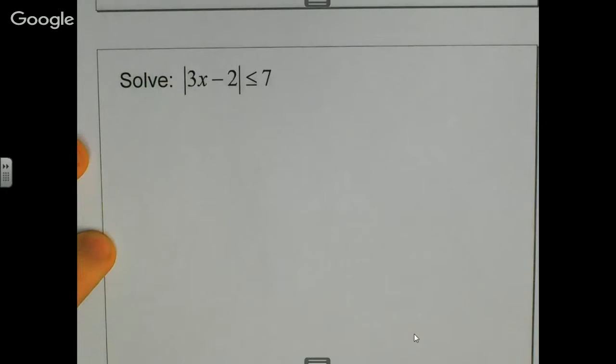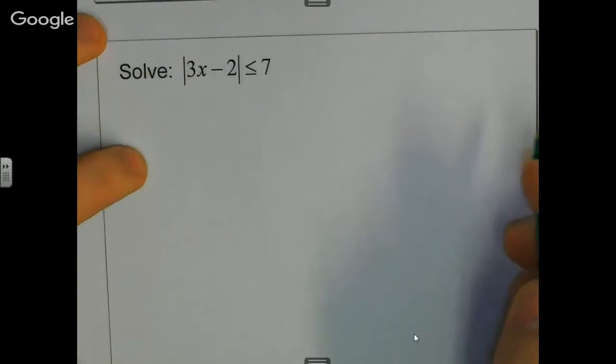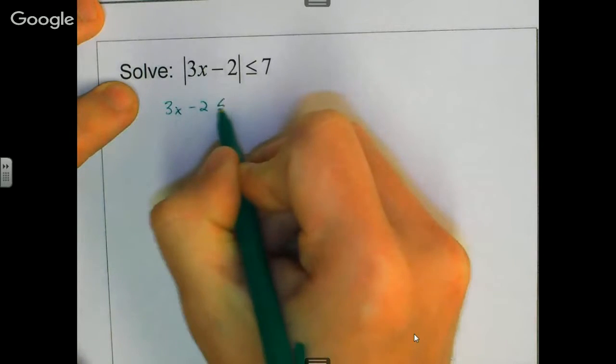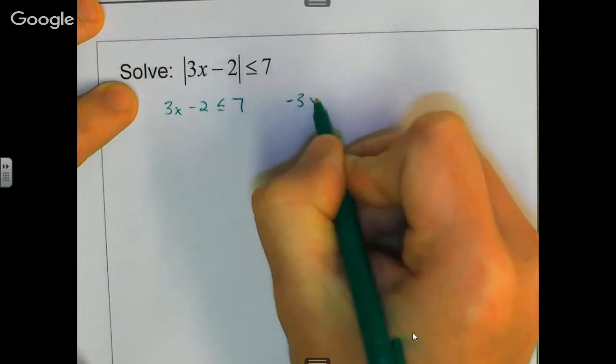Again, is the absolute value all by itself? Yes. So I will take the positive, and I will take the negative.